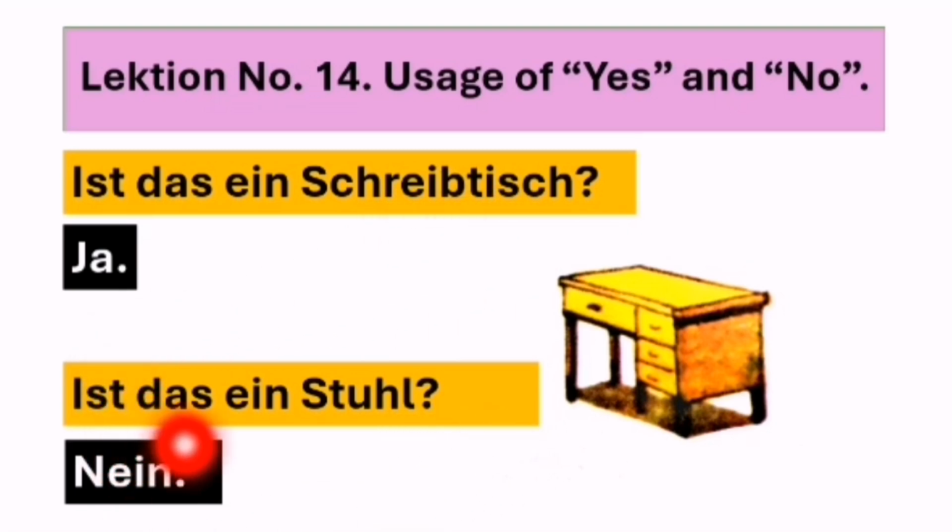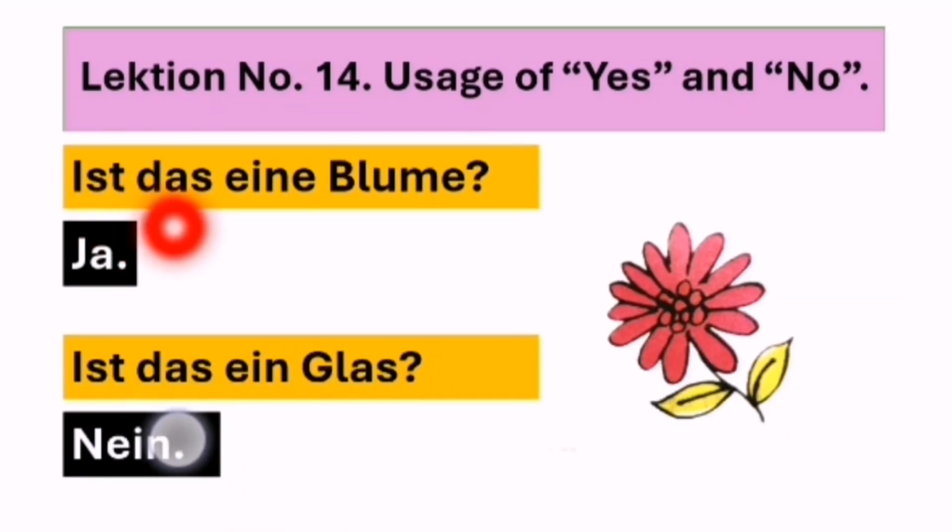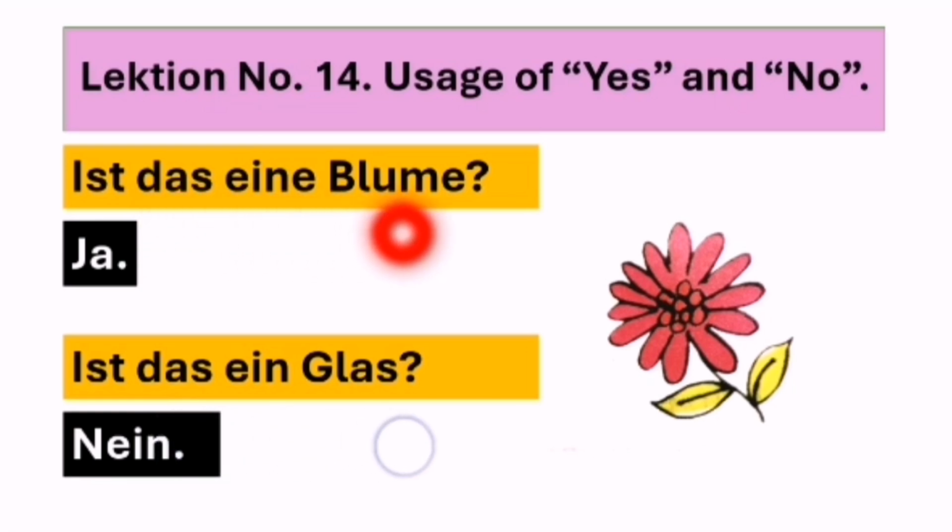Once again. Ist das ein Schreibtisch? Ja. Ist das ein Stuhl? Nein. Ist das eine Katze? Is this a cat? Ja. Ist das ein Hund? Is this a dog? Nein. Ist das eine Blume? Is this a flower? Ja. Yes. Ist das ein Glas? Is this a glass? Nein. No.